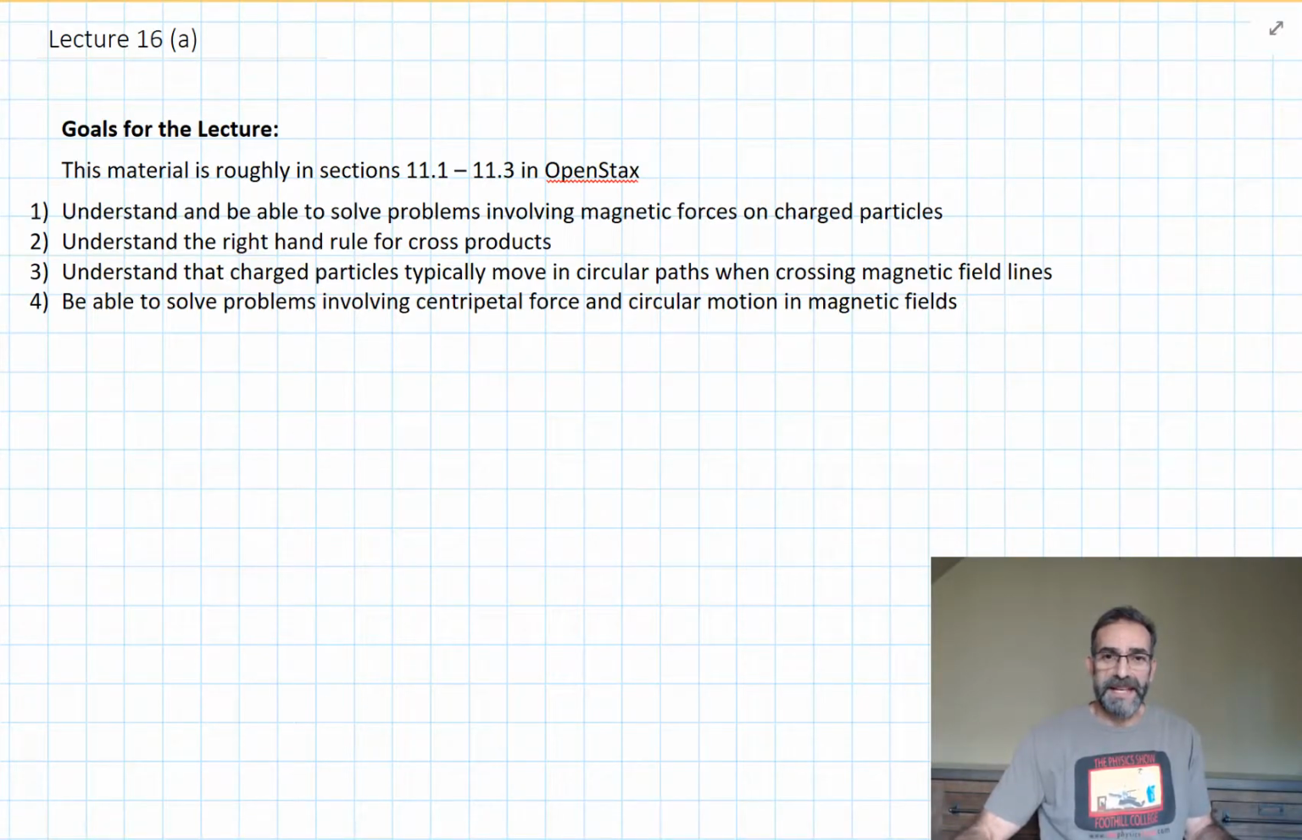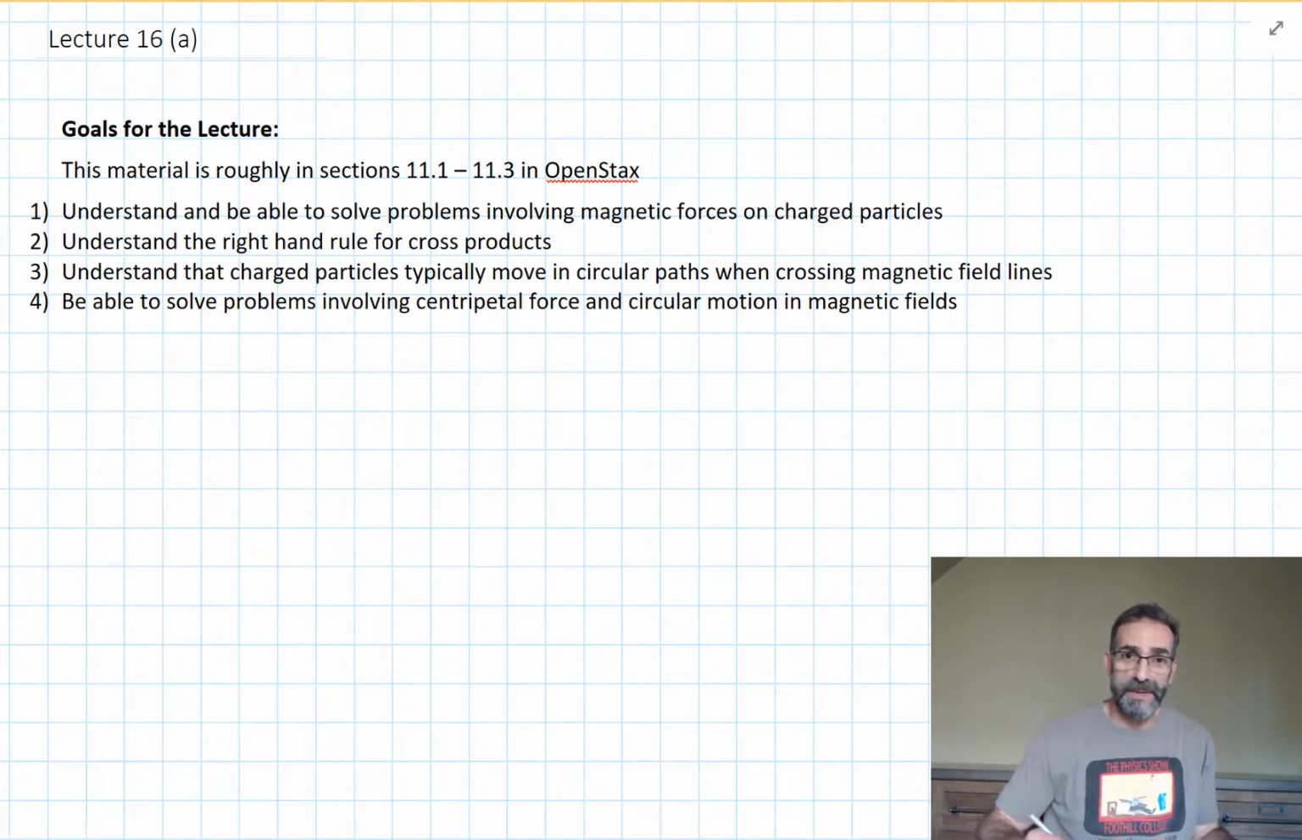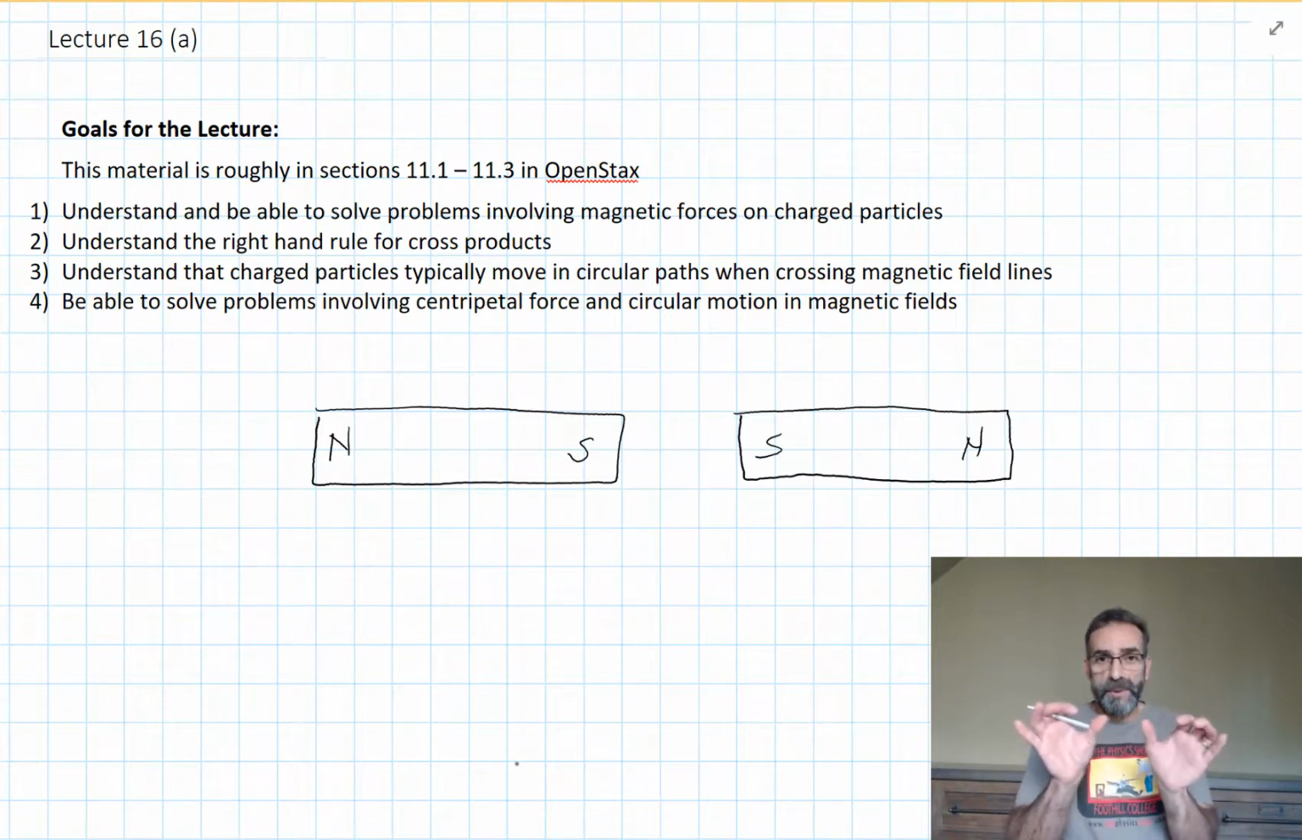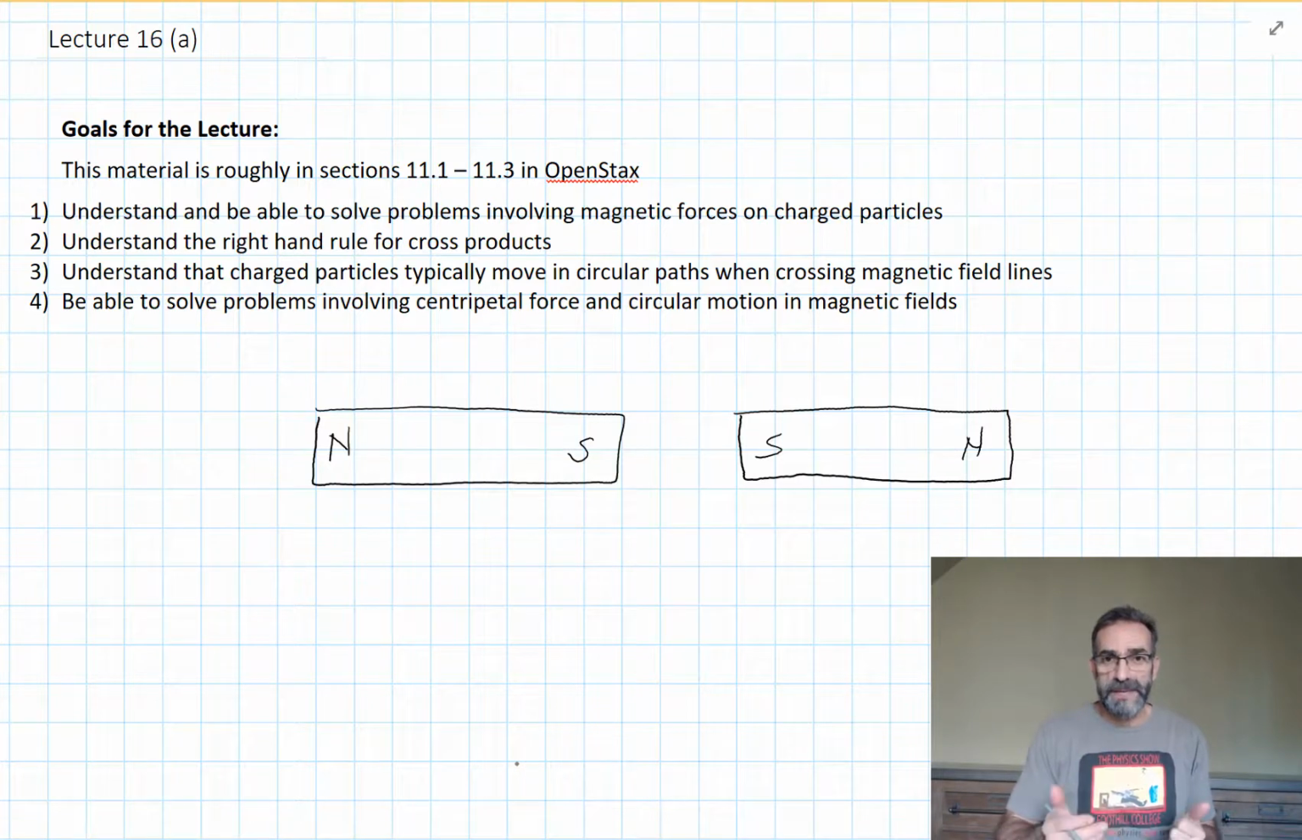Magnetism. We are finally at magnetism. And luckily, most of us have played with magnets. So we know that a permanent magnet has two poles, a north pole and a south pole. And if we take that permanent magnet and put it near another permanent magnet, and we put the like poles together, we know that those like poles repel each other.